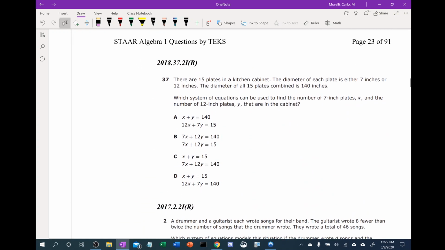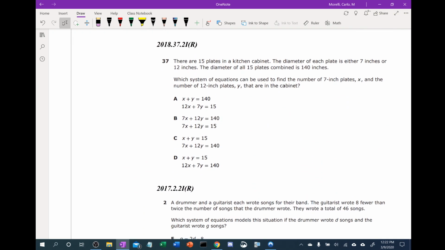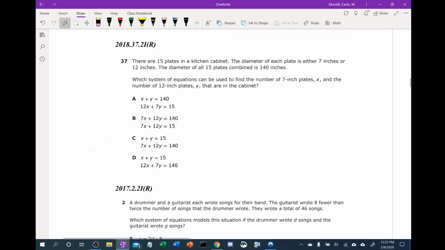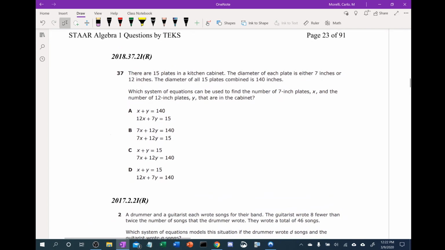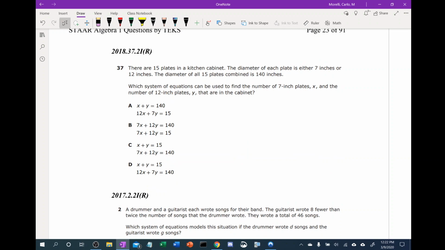Moving on. Number 37. So, ladies and gentlemen, we're currently on page 23 on number 37 from the 2018 test. I'll read. There are 15 plates in a kitchen cabinet. The diameter of each plate is either 7 inches or 12 inches. The diameter of all 15 plates combined is 140 inches. Which system of equations can be used to find the number of 7-inch plates X and the number of 12-inch plates Y that are in the cabinet?